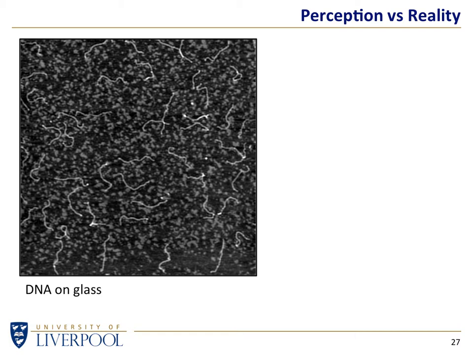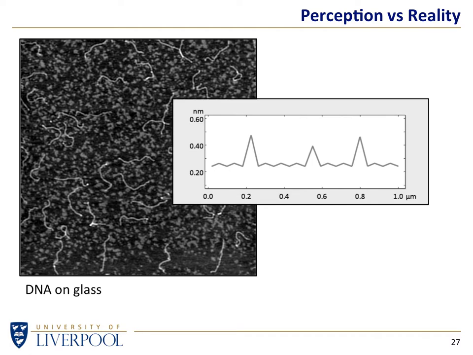A colleague was interested in measuring the positions of these wiggles, which are DNA strands on a glass background. You look at that and you think, well, they're easy to see. I can see where they all are, no problem at all. And I assume that if I were to take a slice through here and look at the brightness, or height in this case, as a function of position, surely it would look something like that.